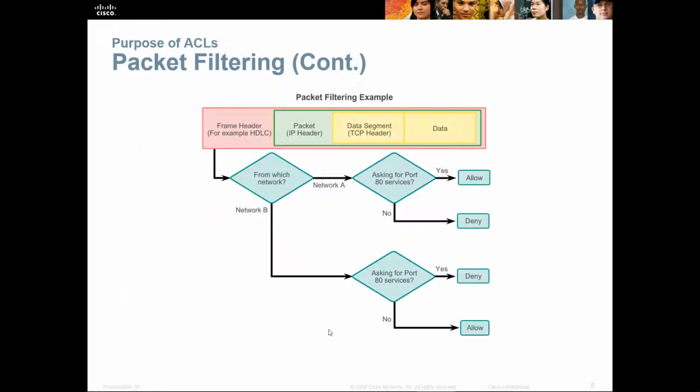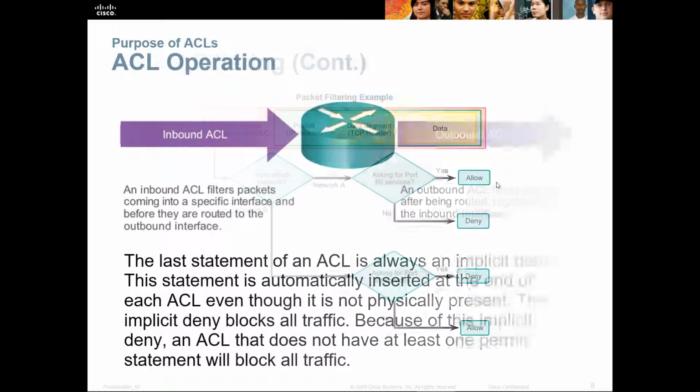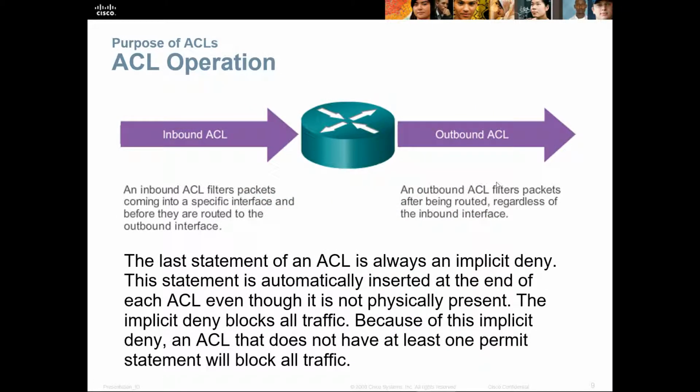So how does the filtering work? It looks at the frame header, and it'll look at from which network, and it may ask for a port, and then it may be allowed or disallowed based off of certain criteria. You can have ACLs on an inbound interface or on an outbound interface. An inbound ACL will filter packets coming into a specific interface before they are routed to the outbound interfaces. Or you can have ACLs configured on outbound. An outbound ACL will filter packets after being routed, regardless of their inbound interface.